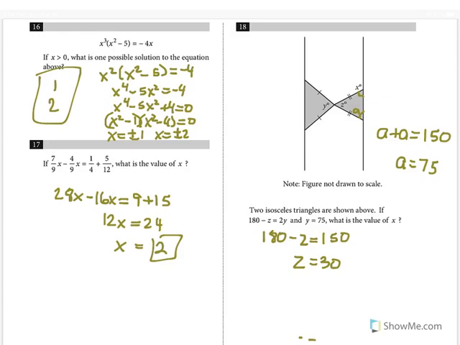Now, our exterior angle theorem tells us that x equals the sum of z and A. So x equals 30 plus 75, 105 degrees. Put my units outside there.